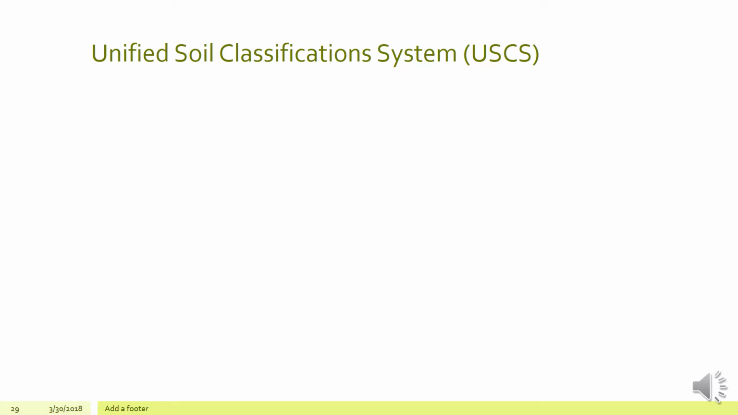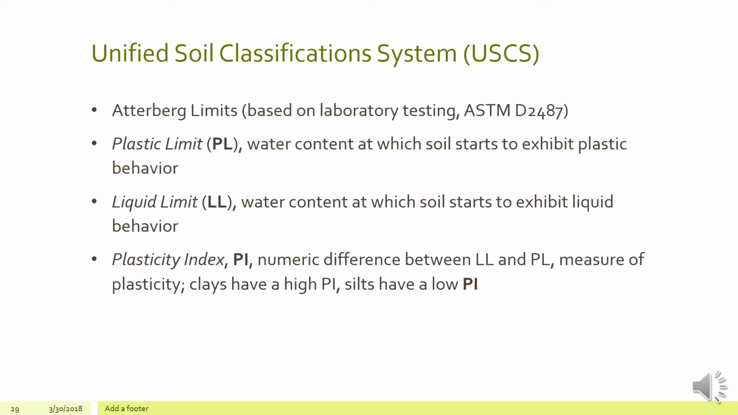Unified Soil Classification System, or the USCS, Atterberg limits based on laboratory testing. Of course, we're looking at ASTM D2487. We have the plastic limit, or the PL, the water content at which the soil starts to exhibit plastic behavior. The liquid limit, LL, the water content at which soil starts to exhibit liquid behavior. And our plasticity index, or the PI, is the numeric difference between the LL and the PL, a measure of plasticity. Of course, clays have a high PI, silts have a low PI.